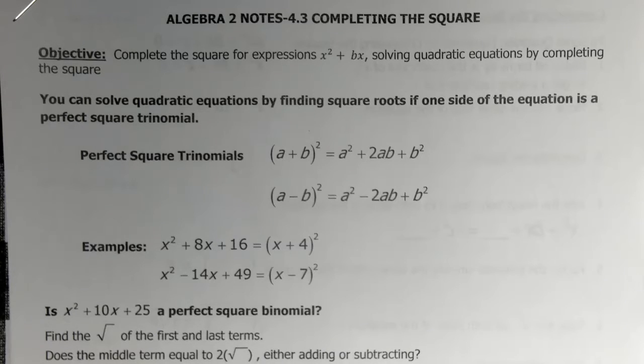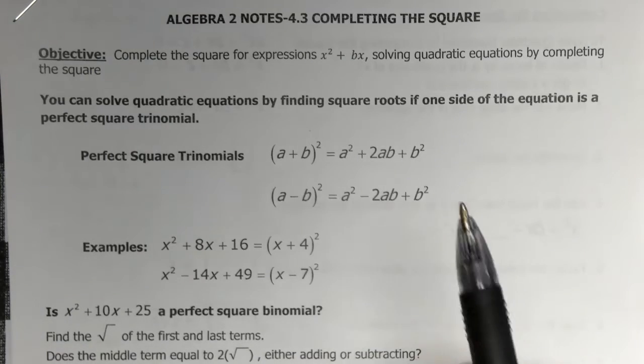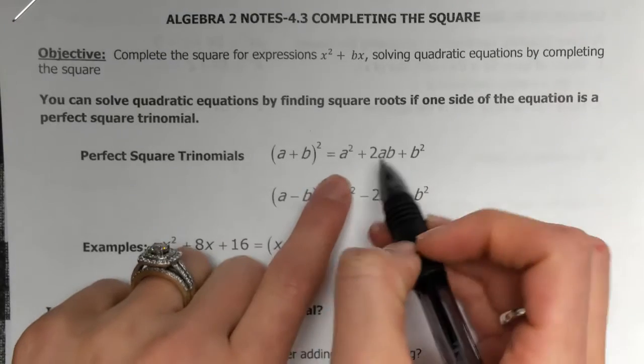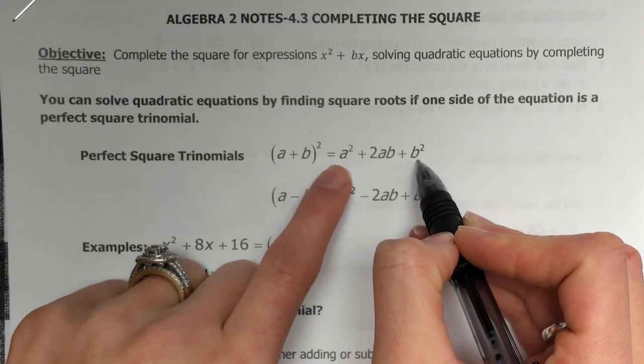So 4.3 is going to cover completing the square. And so what we mean by completing the square is a perfect square trinomial. You can solve quadratic equations by finding the square roots if one side of the equation is a perfect square trinomial. What a perfect square trinomial is: your first and your last term are both perfect squares.